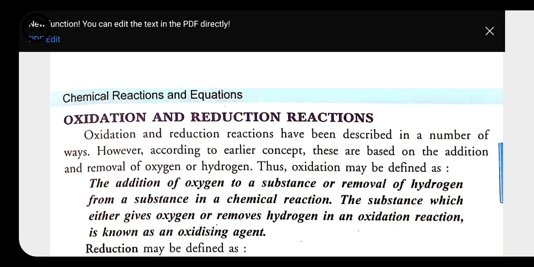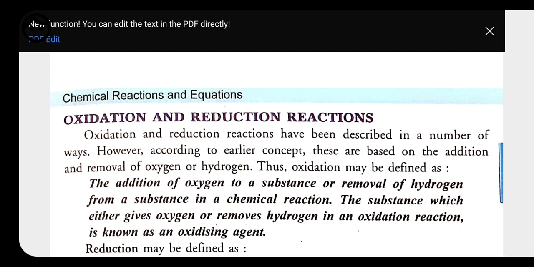Oxidation means the addition of oxygen to any substance, or removal of hydrogen. Either addition of oxygen or removal of hydrogen takes place in a chemical reaction, that is called an oxidation reaction. Okay, what is a reduction reaction? Reduction is a reaction which is just opposite of oxidation. In oxidation, addition of oxygen takes place, but in reduction, addition of hydrogen takes place. In oxidation, removal of hydrogen takes place, but in reduction, removal of oxygen takes place. So oxidation and reduction are just opposite of one another, isn't it?